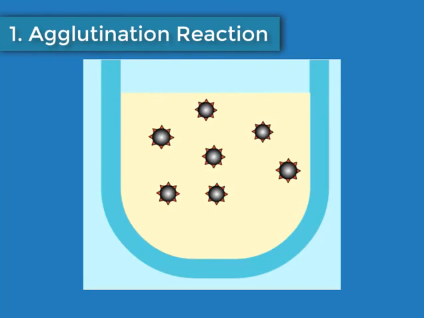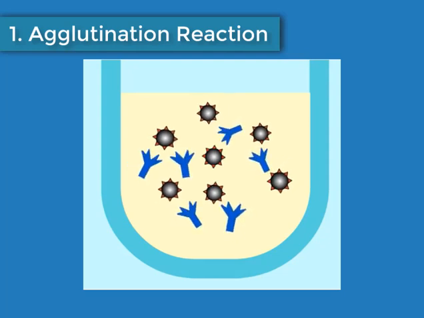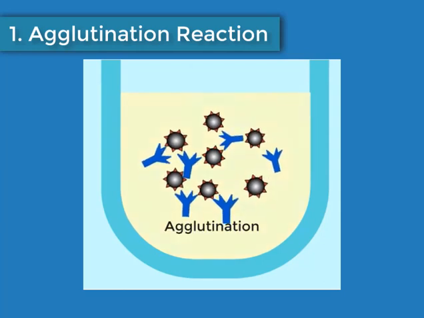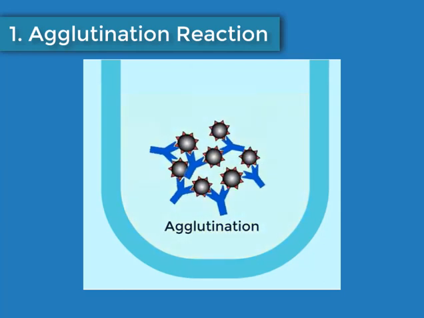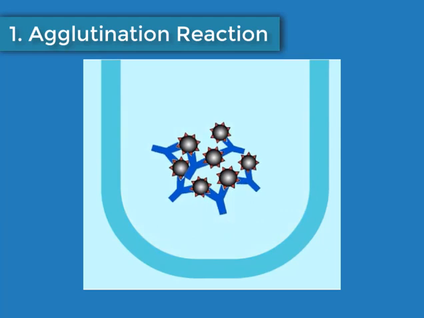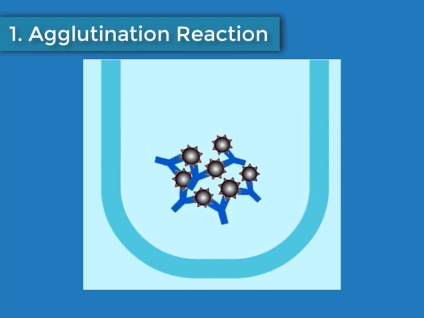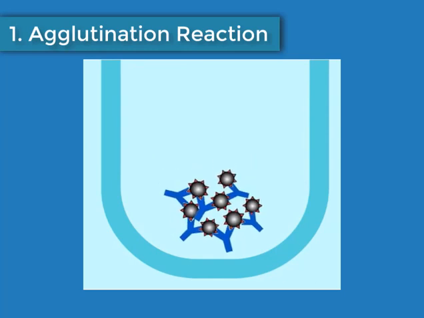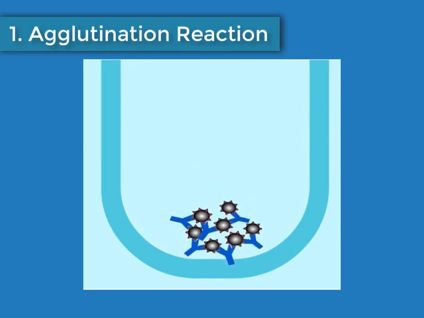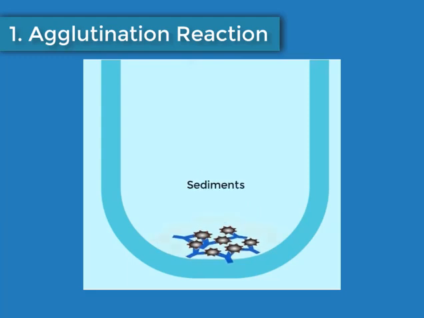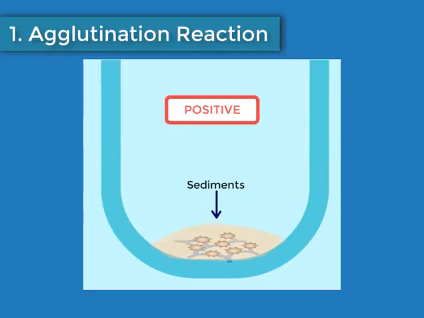In the agglutination reaction test, the serum of the patient is added to a tube containing the pathogen that is suspected to cause the infection. Let's take Salmonella as an example. If the serum contains anti-Salmonella antibodies, those antibodies will bind to their specific epitopes on the membrane of Salmonella, and since each antibody has two binding sites, this will cause the agglutination of the bacteria and their sedimentation. And so, the appearance of sediments in the tube confirms that this person is infected with Salmonella.